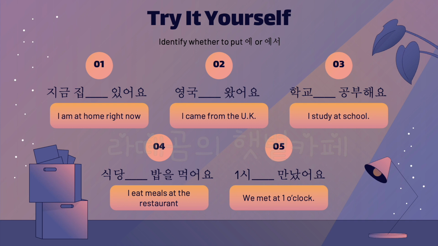All right, let's go over them. Number 1, 지금 집에 있어요. I am at home right now. Number 2, 영국에서 왔어요. I came from the UK. Number 3, 학교에서 공부해요. I study at school.